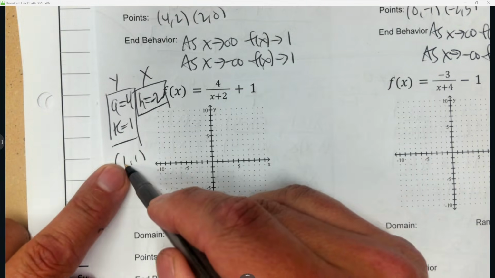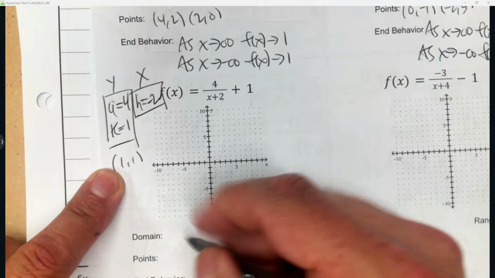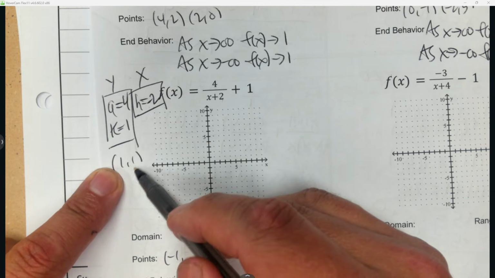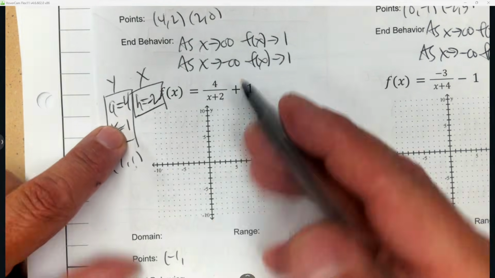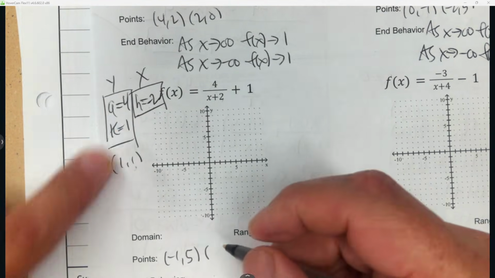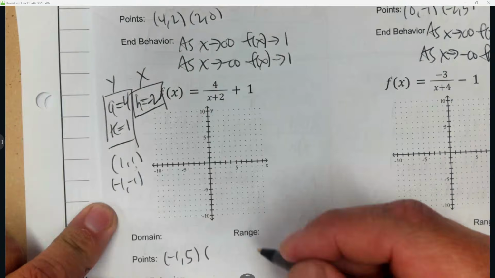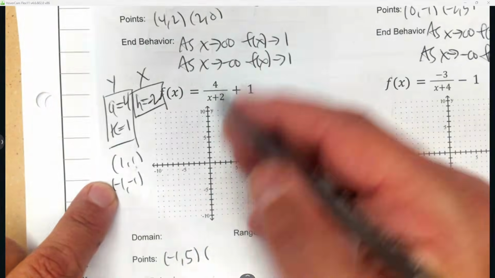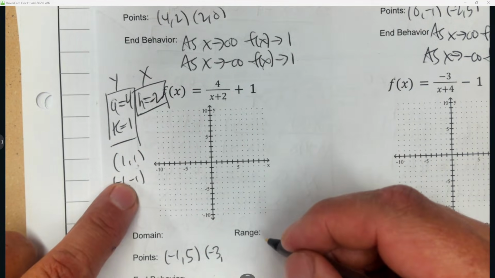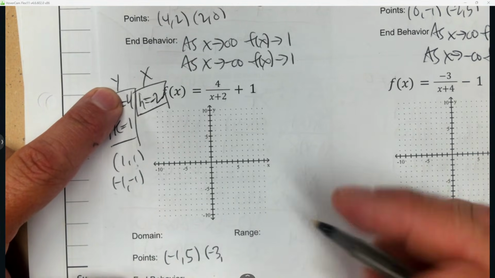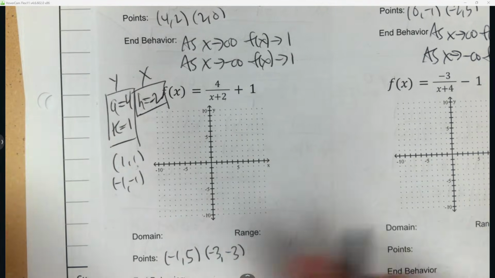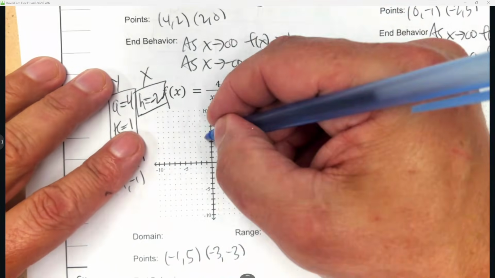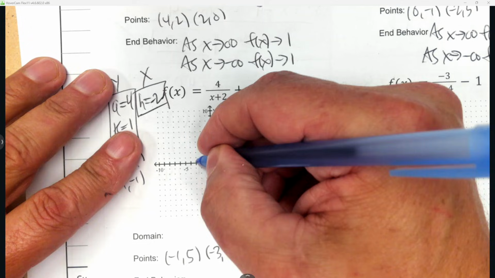So (1, 1). I'm going to subtract 2. So 1 take away 2 is -1. And then I'm going to multiply and add 1. So 1 times 4 and then add 1. So it's (-1, 5). The second point is (-1, -1). So I'm going to go -1, take away 2, and negative 1 times 4, which is negative 4, plus 1, which is negative 3. And we're going to put that on our graph. So (-1, 5) and (-3, -3).